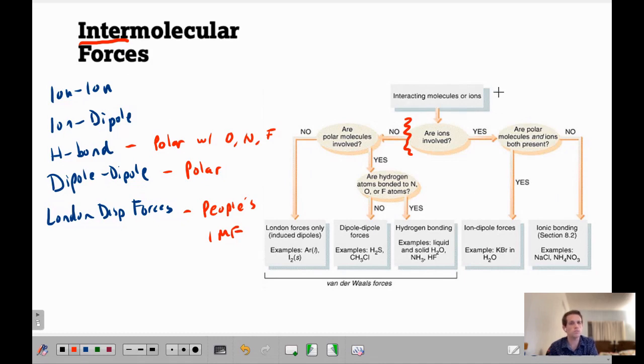But we can start at the top to see. The first thing you want to ask is: is it interacting molecules, or are ions involved? If ions are involved, we're going to take this path, and it's going to guide you down to see that if it's polar molecules and ions, it's going to be ion dipole forces.